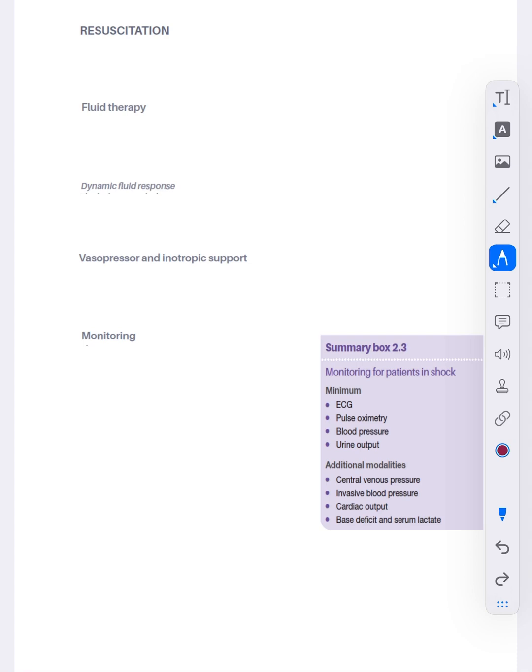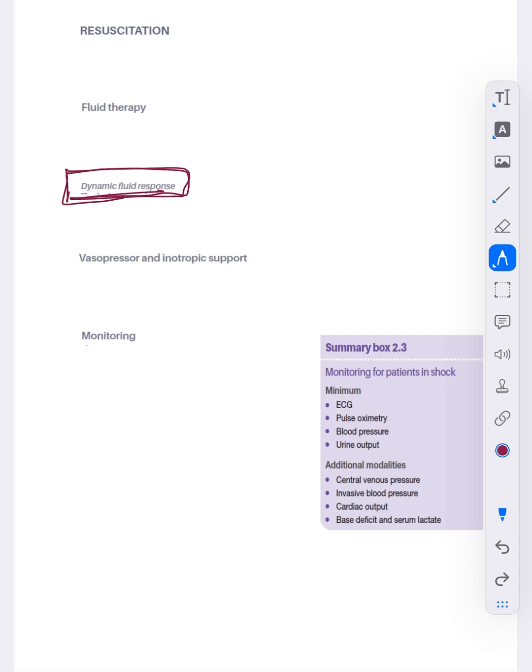Okay, moving on to the next topic. Whenever a patient of shock arrives at the casualty, we first check the response to IV fluids, which is called dynamic fluid response. Okay, dynamic fluid response.